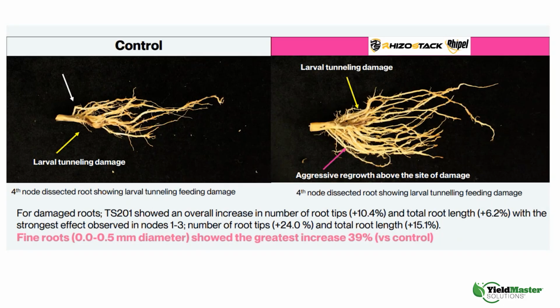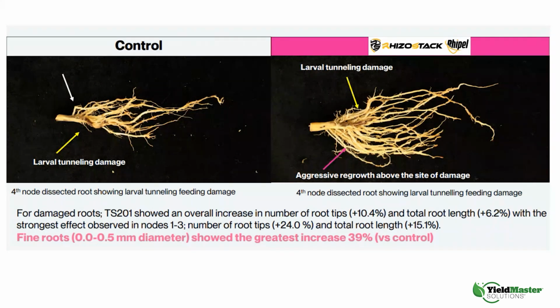But now I'll go over to the right. On that main stem, it's kind of hard to see, I don't know if you can see my cursor, but right in this region, you see that brown discoloration where you can see that tunneling effect. Look at the root system, the node above that. Look at the regeneration that we're getting. This is the same hybrid, same everything, treated RhizoStack Rhipel versus control.